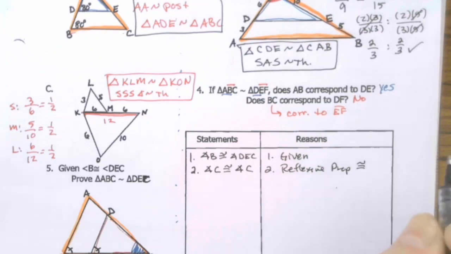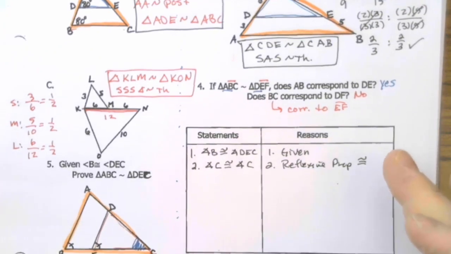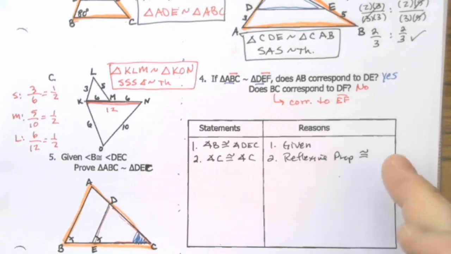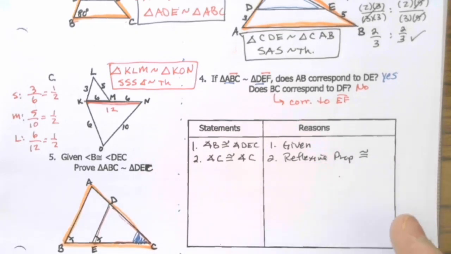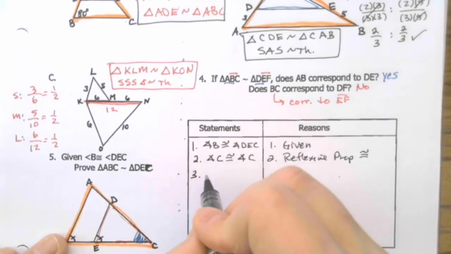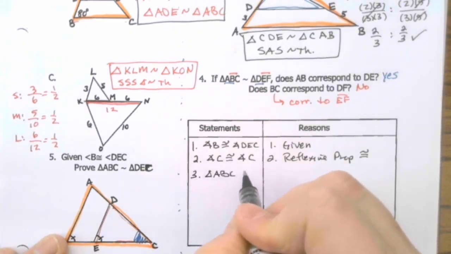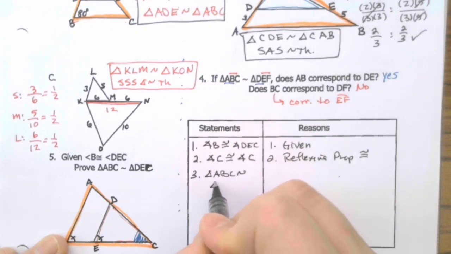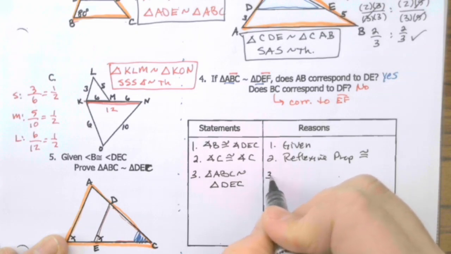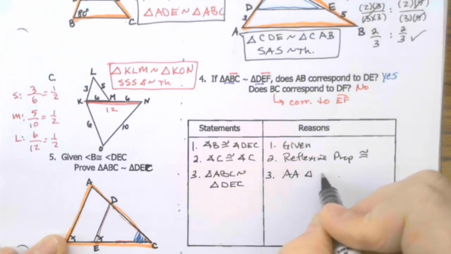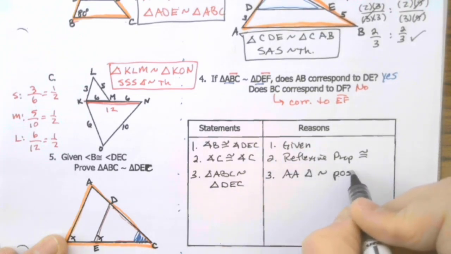Now remember, there's two properties that are reflexive. There's a property of congruence, and there's a reflexive property of similarity. So here on out, you got to be a little careful which one you're referring to. Okay, so now we've got both triangles, so we can say step 3, triangle ABC is similar to triangle DEC because of angle, angle, triangle, similarity postulate.